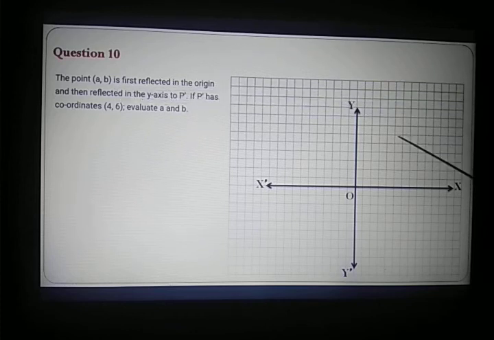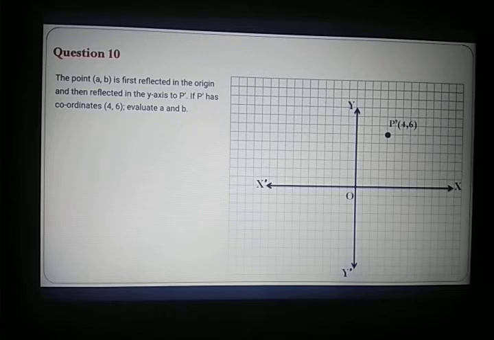Suppose if AB is here, then it is reflected in origin. Now your new point is here. Now this new point is reflected in y-axis, so your coordinate shifts here. That means P dash will be somewhere over here. That's what the question is saying. Question is saying that P dash has coordinate 4 6. So P dash is somewhere over here.